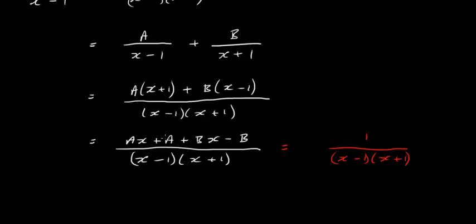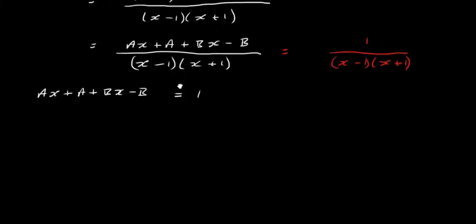So I want to work out what a and b I could put in here to give me a 1 on the top here. So let's see. What I'm going to do next is just write down ax plus a plus bx minus b. I want that to be equal to 1. So my numerator here I want to be equal to 1. The denominator is already the same. So what a and b would give me 1 here? Once I find out what a and b are, I can put them in here, and that will give me my two fractions. So let's just solve this here.